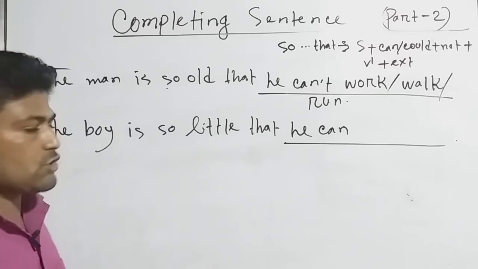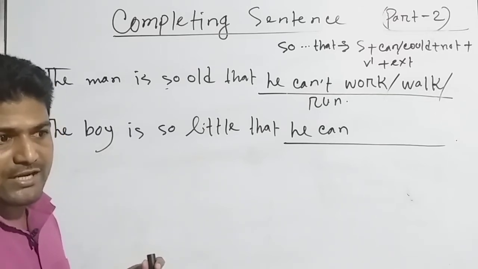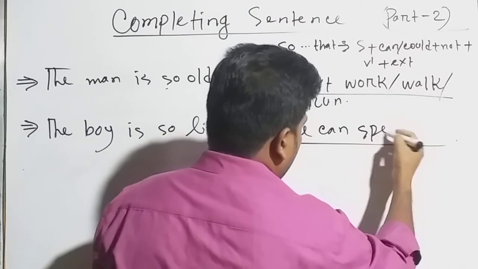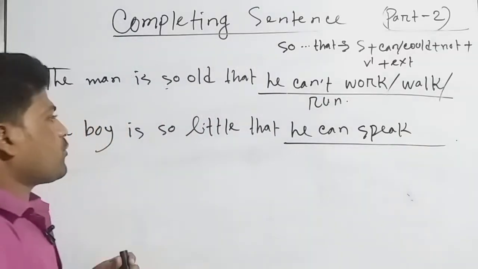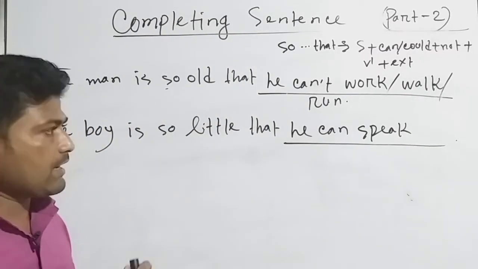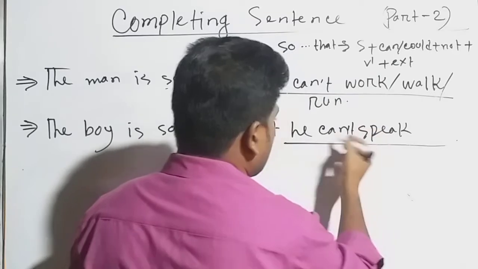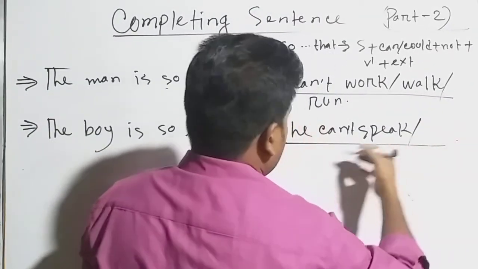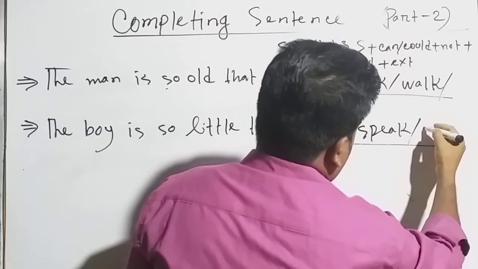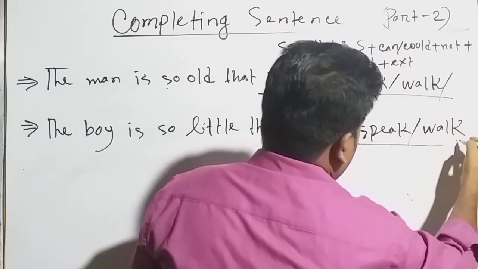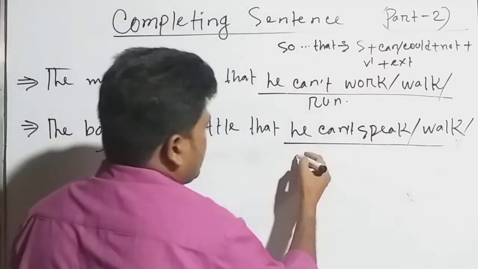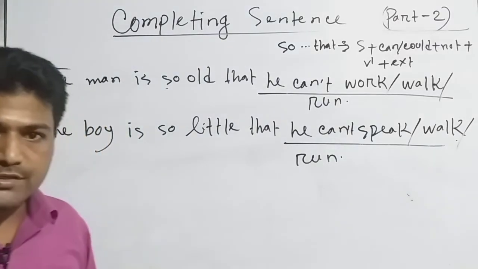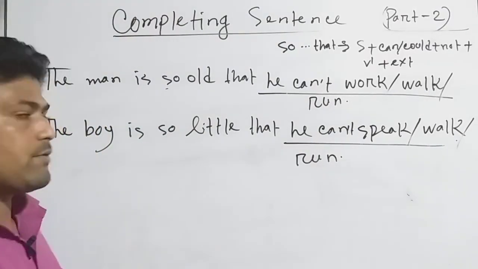The boy is so little that he can't. What kind of finite verb can we use here? Speak. Okay, dear learners and viewers, the boy is so little that he can, and we use not: he cannot speak. Or he cannot walk. Or we can use he cannot run. Okay, in this way we can complete this type of incomplete sentence.